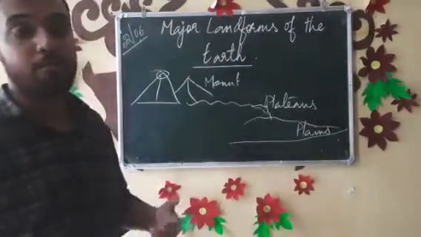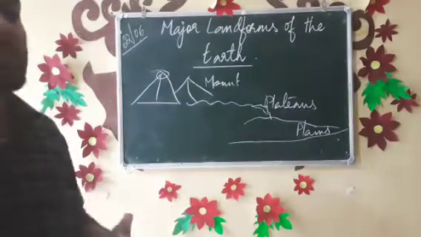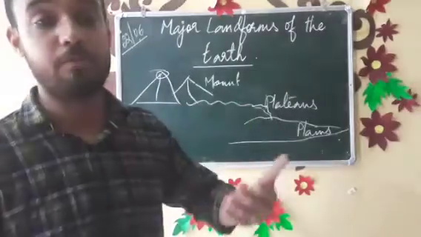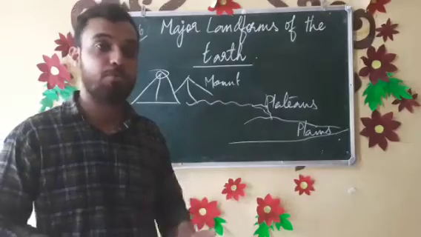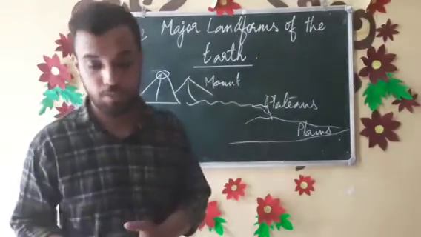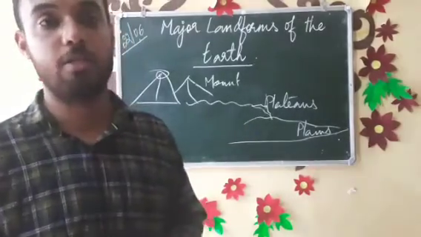There are many more landforms like canyons, delta, desert, lake. These all are different landforms. But now we are just going to understand what are the different types of landforms and how are they formed. The process of formation, that is endogenic process and exogenic process. Okay, so we are going to study about endogenic and exogenic process.